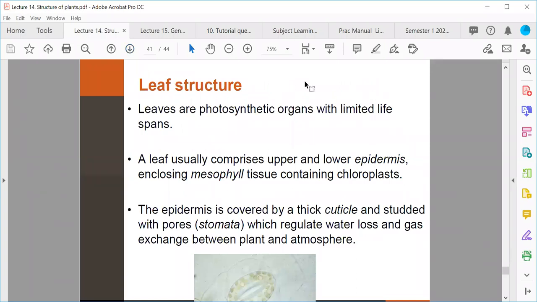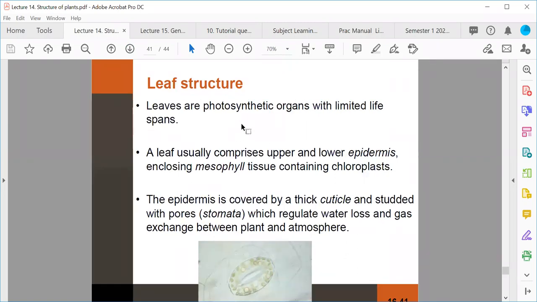Moving on now to our final major plant organ, the leaf. And I'll just make that a little bit smaller. Right, so leaves are our major photosynthetic organs. They have limited lifespans. In some plant species, of course, they're replaced every year. In other plant species, they're replaced every 2, 3 years or even longer.